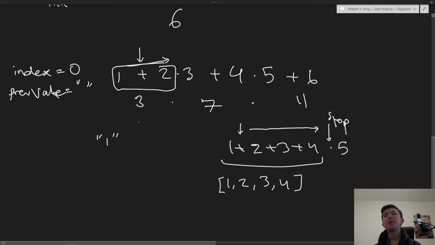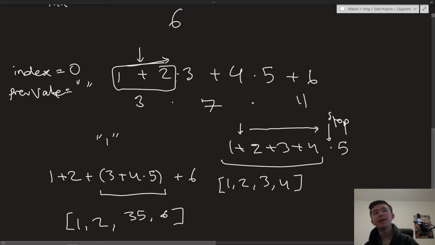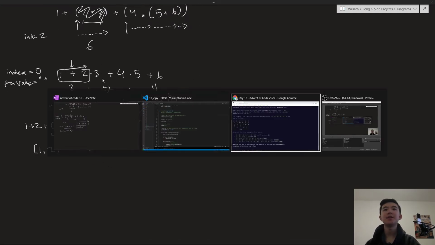But you might be wondering, what if there are parentheses, right? So we have 1 plus 2 plus maybe 3 times 3 plus 4 times 5 plus 6. Then we need to evaluate these parentheses first, but other than that, it's basically the same. We have our summands array. It becomes 1, 2. Once we evaluate this, it evaluates out to 35, and then we have 6. So that's pretty simple. We have a summands array, which counts the sum for everything that's in between the multiplication signs, right?